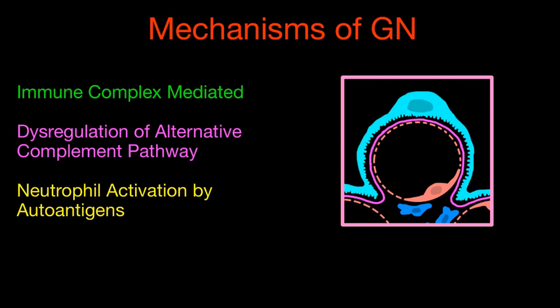In this video, we're going to talk about the main mechanisms of glomerulonephritis. So I'm going to abbreviate glomerulonephritis and just say GN for short. But essentially what we're talking about is inflammation in the glomerulus.